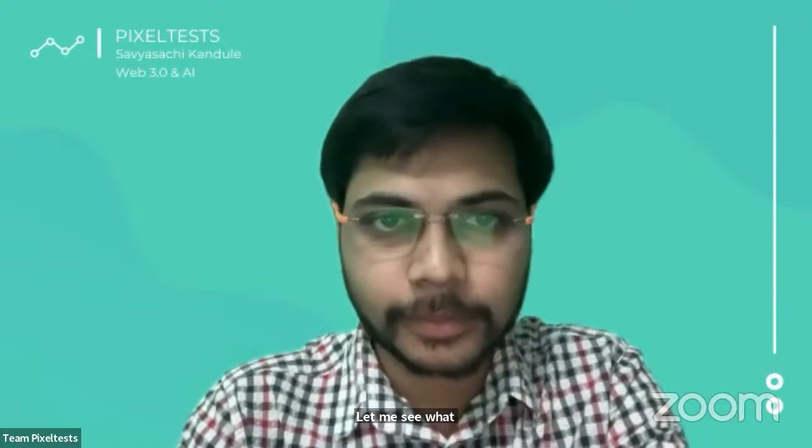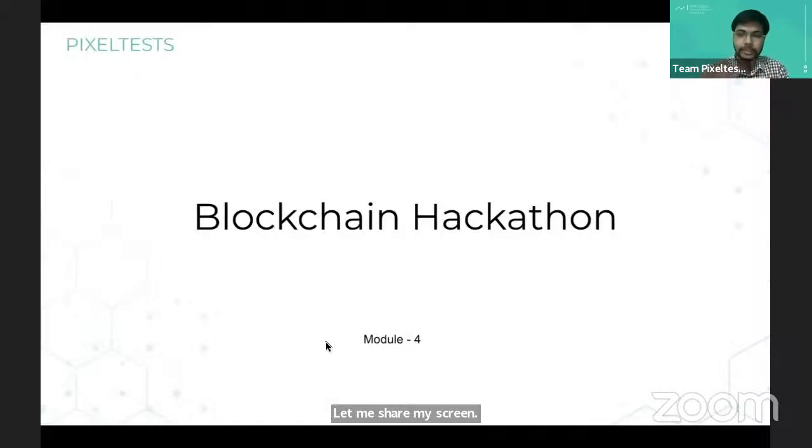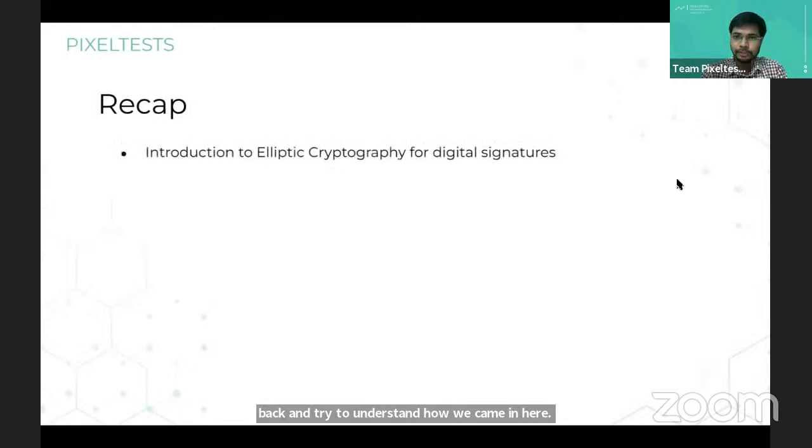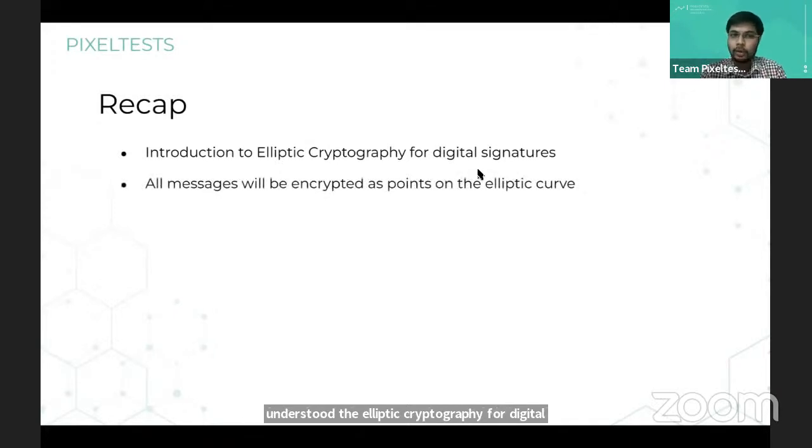Let me share my screen. Yeah. So previously, if we go a step back and try to understand how we came in here, this is what we have covered till now. We have understood elliptic curve cryptography for digital signatures in our previous sessions. All the messages are encrypted as points on the elliptic curve.